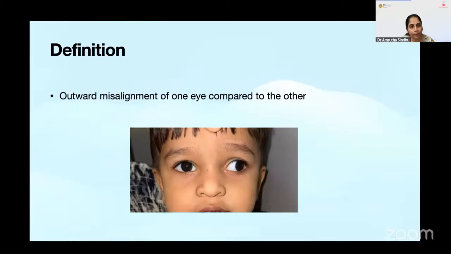To define exodeviation, it is outward misalignment of one eye as compared to the other eye. So you can see here, the right eye is straight and the left eye is deviated outwards. So this is called exodeviation. Here it is a tropia, exotropia. What do you mean by tropia? It is a manifest deviation. You can see a manifest left eye deviation. So here you can call it exotropia.